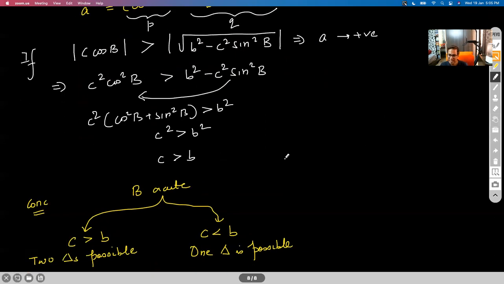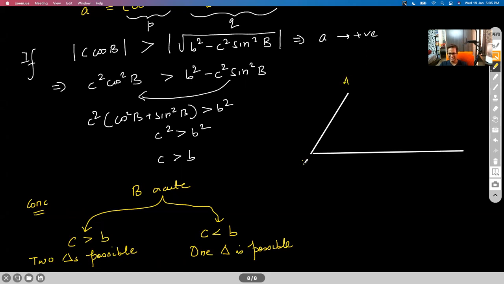Now, geometrically speaking, why is it happening? Why am I getting two triangles here? Why am I getting only one triangle here? Can we understand it geometrically? See, the idea is the same.